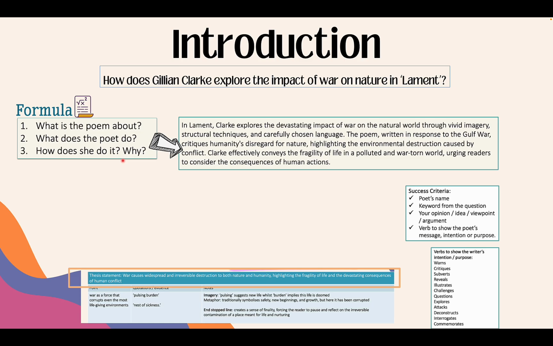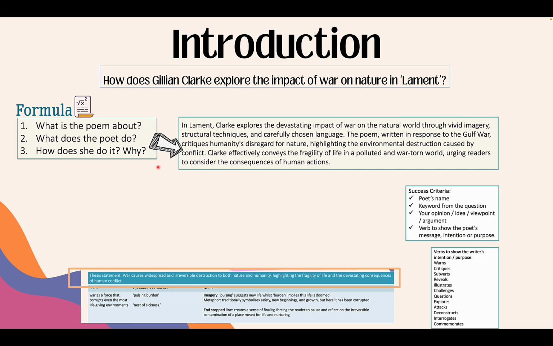Sometimes it might span to 4, but otherwise the danger with an introduction is that it starts to step on all of the different points that you want to make. We definitely shouldn't have any quotations in an introduction. It should just give a very clear overview of what you're going to talk about in the essay, the direction of your essay, but also show that you do understand the poem itself. I've got some success criteria over here for you, just to make sure that you're mentioning. Obviously, we need to mention the poet's name and the poem, keyword from the question, your opinion, your idea, your viewpoint, and we want some verbs to show the poet's message, intention or purpose. And this also shows that you understand the tone of the poem as well. And I've got some verbs down here that could help you.